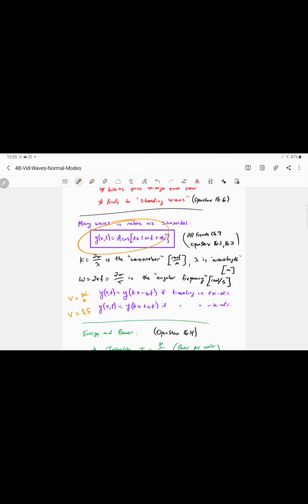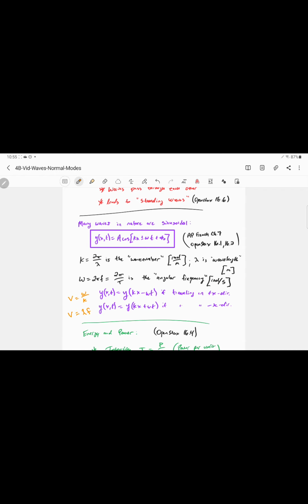If you plug something into an outlet, the voltage is sinusoidal. The voltage going to whatever electronic device you plug in, that's sinusoidal. Anyway, a lot of waves in nature are sinusoidal in nature. So we want to better understand these.